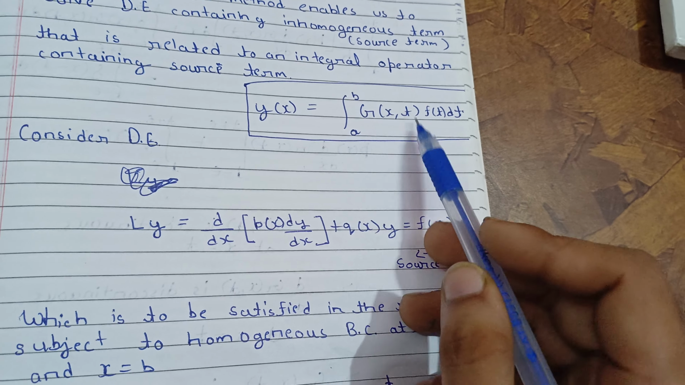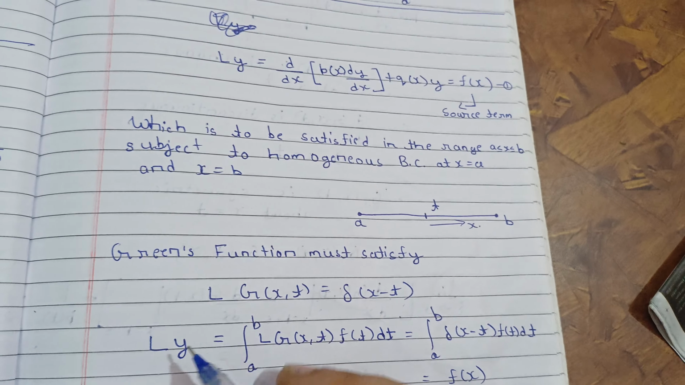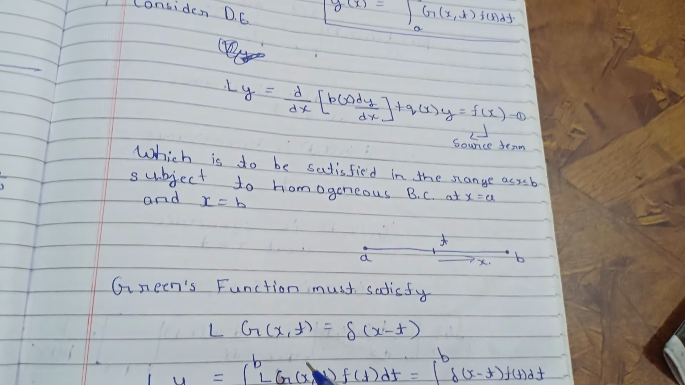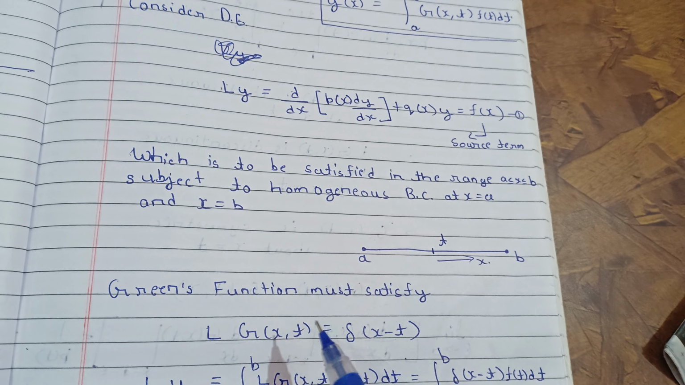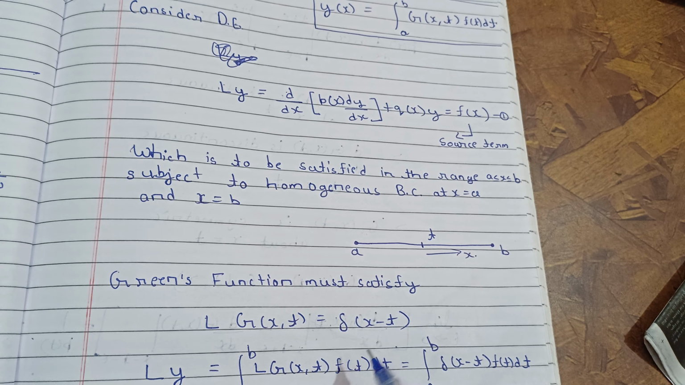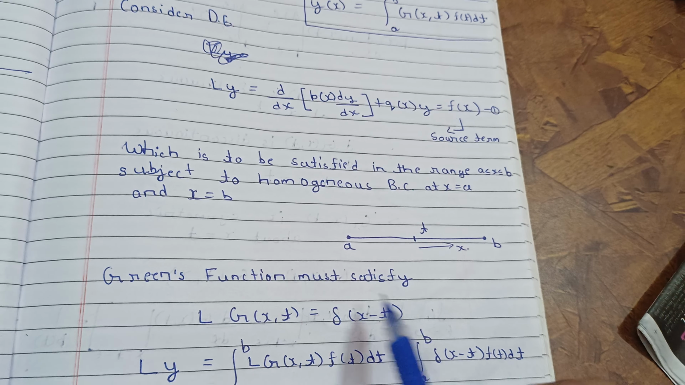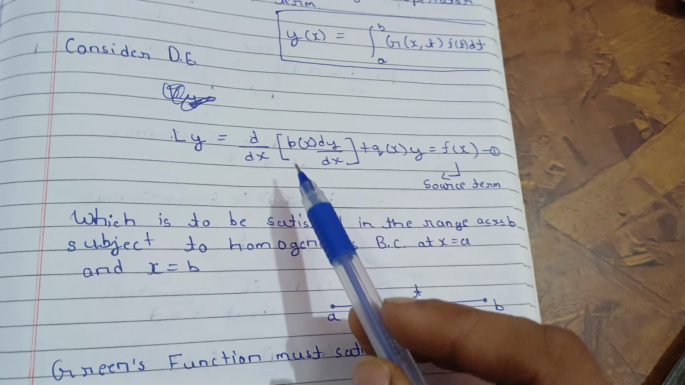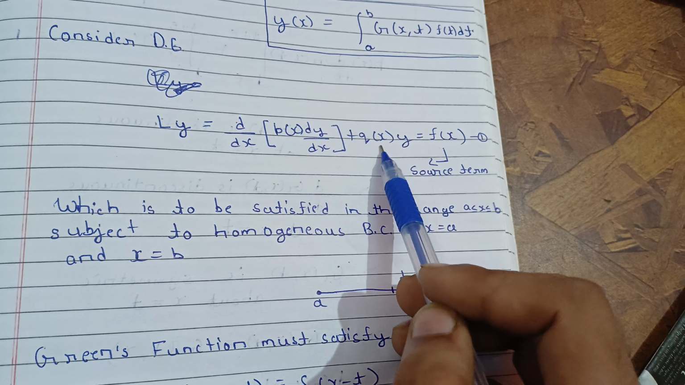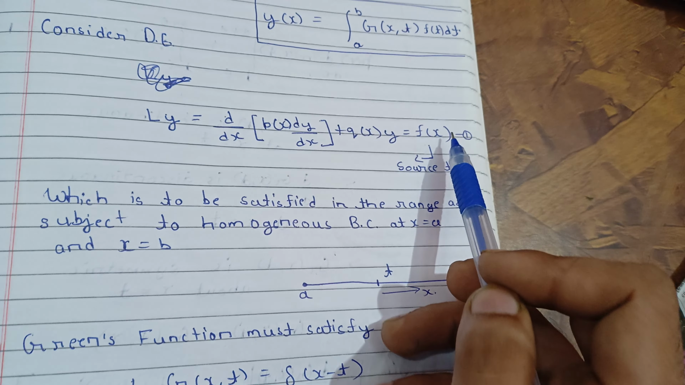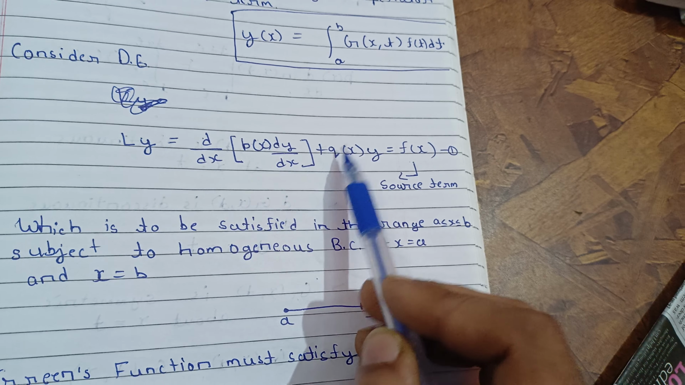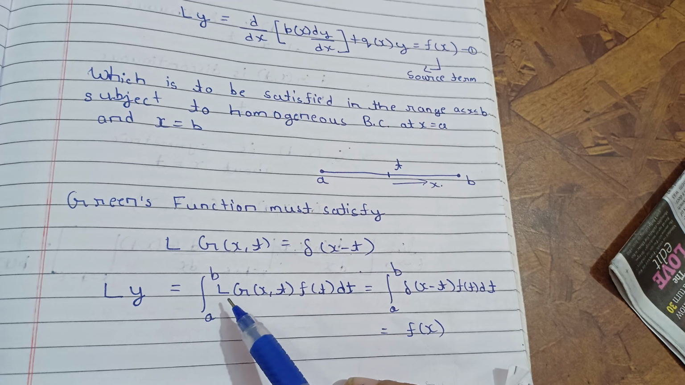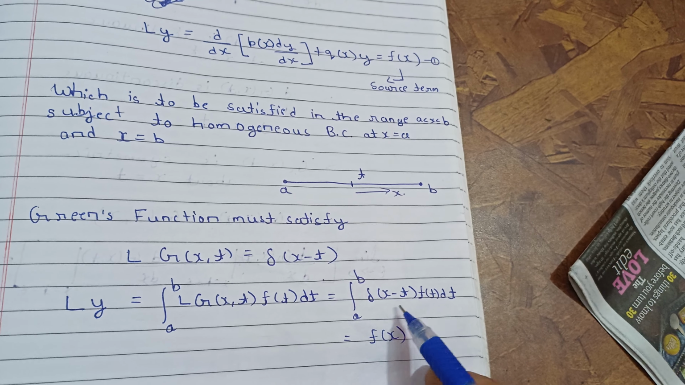Now we will see how you can find this Green's function. The Green's function must satisfy this equation: if you put G(x,t) in place of y in this complete equation, then L G(x,t) must give you the Dirac delta function delta(x minus t). This must be satisfied. Let's see why. Only this condition will give us f(x) on operating L on y. How? If in place of y we have G(x,t), then in place of L G(x,t) we will write delta(x minus t) f(t) dt.